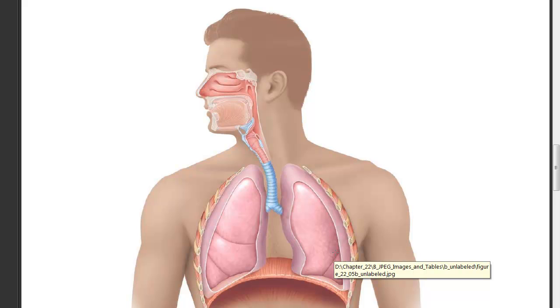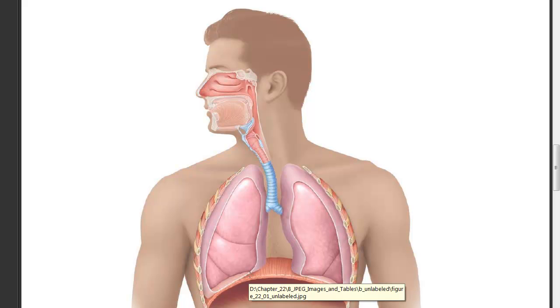Then we get to the region of the lungs. Here we see the lungs and the diaphragm, the sheet of muscle that the lungs rest on. If we look at one lung here, we can see it has a triangular shape. The top pointed portion of the lung is called the apex. The wider lower region of the lung is called the base.